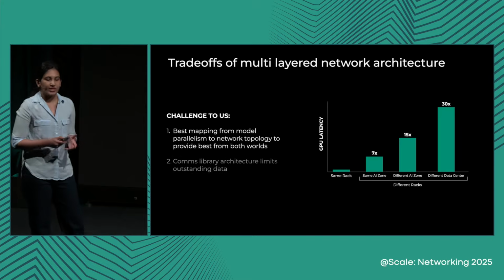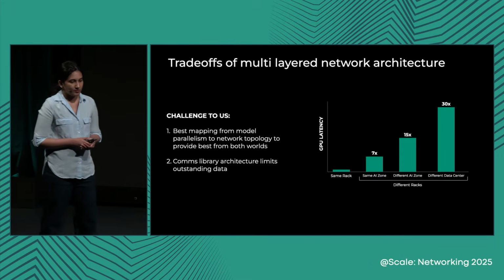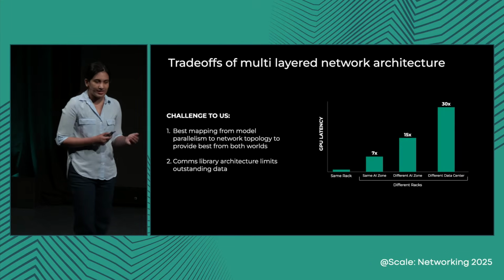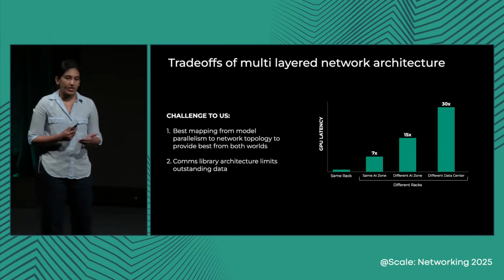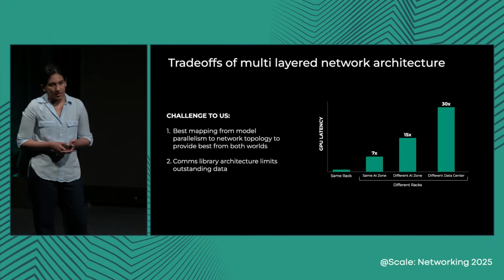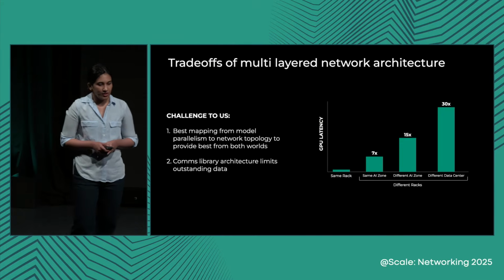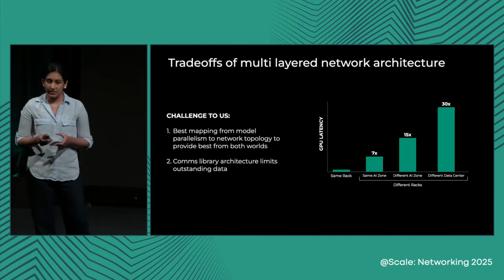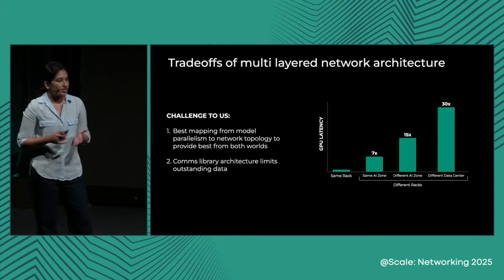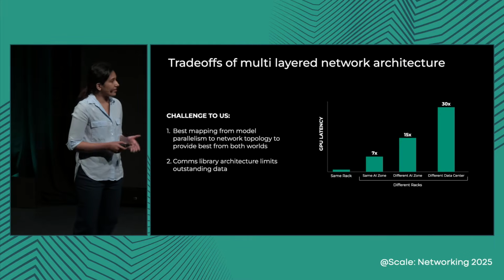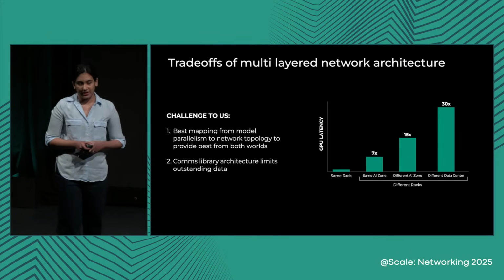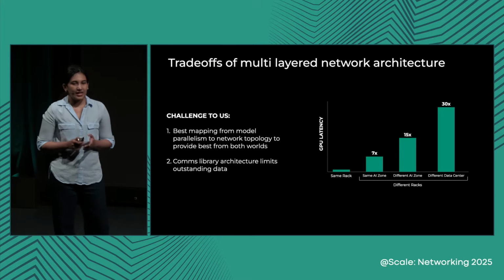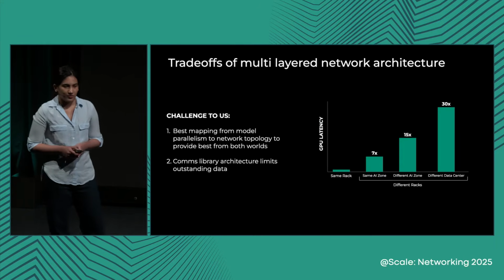So what are some of the trade-offs of this multi-layered network architecture? On one hand, this network design helps us run jobs at over 100K scale. But on the other hand, it introduces high latency. Specifically, GPUs within the rack have the lowest latency, versus GPUs in a different rack, in the same zone, or in a different zone, or in a different building, which have nearly 7x to 15x to 30x higher latency. So this high latency introduces 2 challenges.